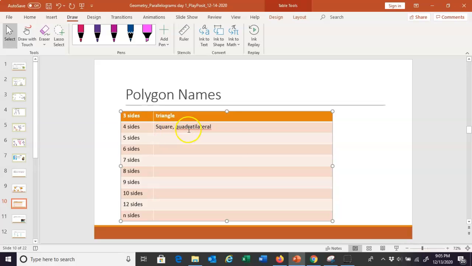5-sided shape. Did I spell it wrong here? Thank you, spell check. 5-sided shape is a pentagon. I always think of the building.